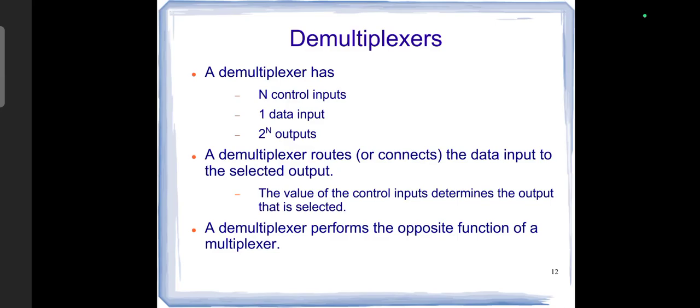Now, notice how this operation is exactly opposite to a multiplexer. A multiplexer has many inputs and one output. A demultiplexer has one input and many outputs. Remember this comparison as it is commonly asked in viva examinations.